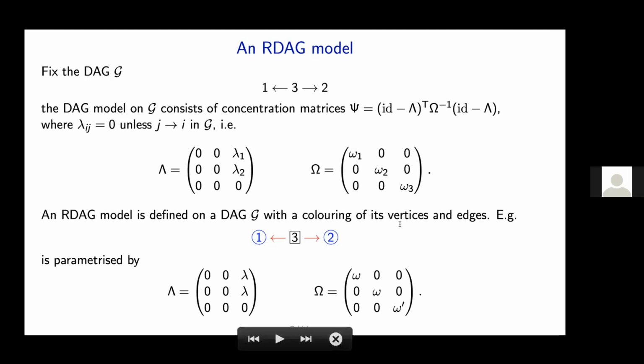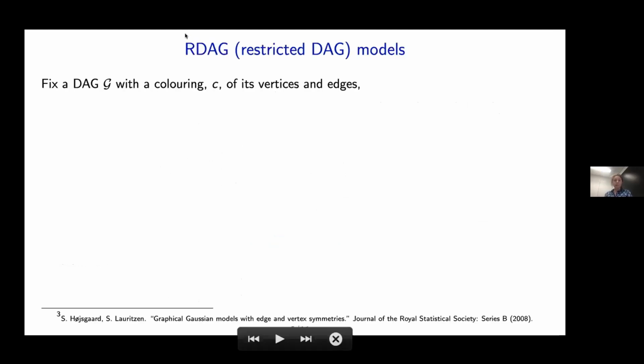Okay, so we can see from this example how introducing the colors into our DAG has taken us from a model with 5 parameters to a model with, let's see, 1, 2, 3 parameters. So adding in the colors to the graph is a way to restrict the DAG model, but still have it be described by some sort of combinatorial description with the colored graph here.